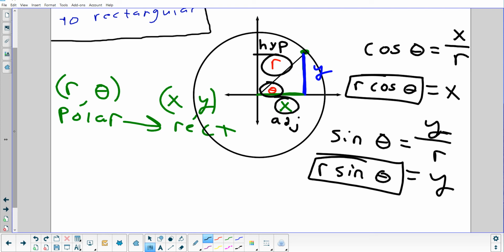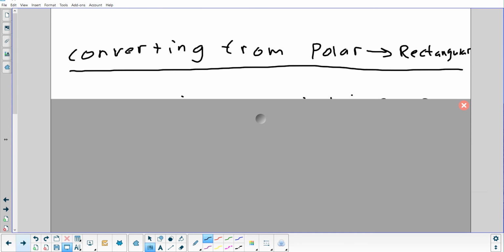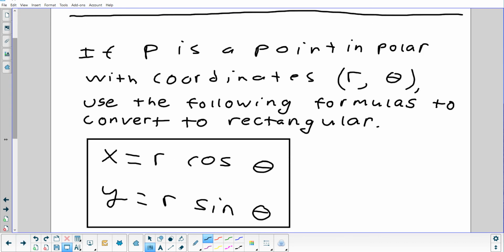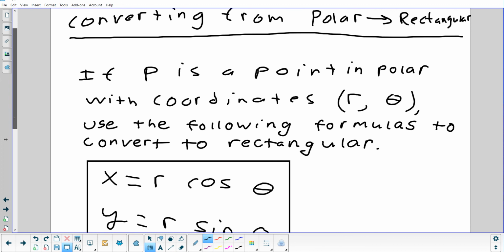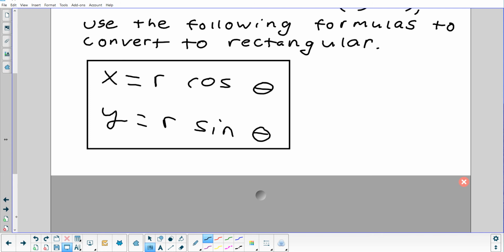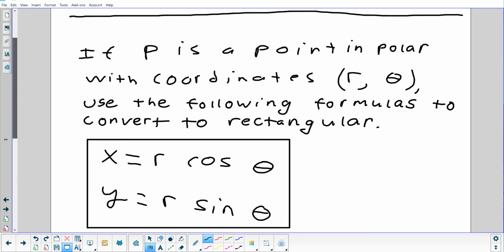I think I write the same thing again here. It's the same formulas. So to convert from polar to rectangular, he'll give you a point in polar. You're going to know the radius and the angle, and you plug those two numbers into the two formulas we just wrote down. Yeah, it's the same formula you just had.